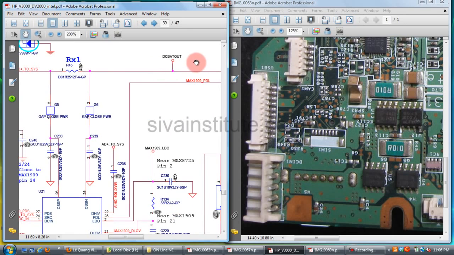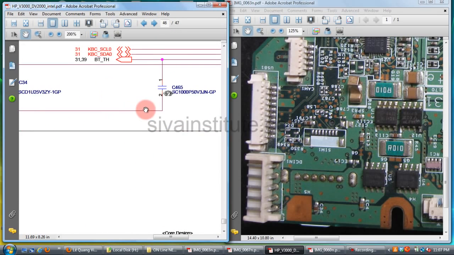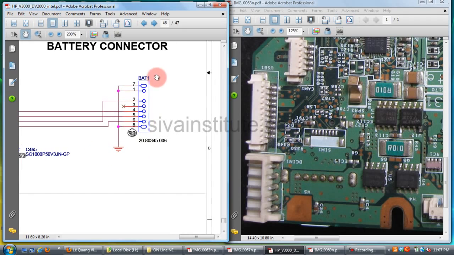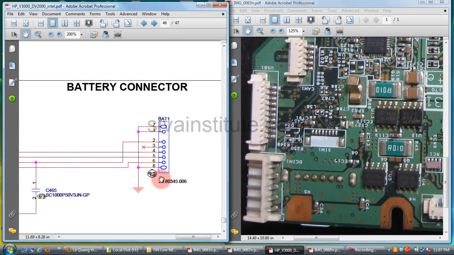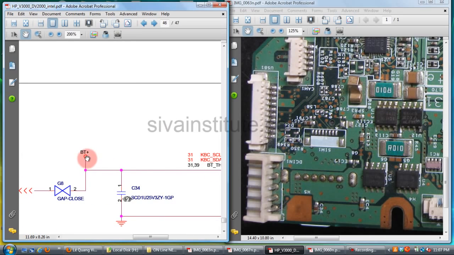DC bat out, see here. This is the battery connector. This voltage comes from the battery connector. We will see, page number 46. This is the battery connector. From this battery connector, voltage comes out from BT plus. This is the battery positive pin.